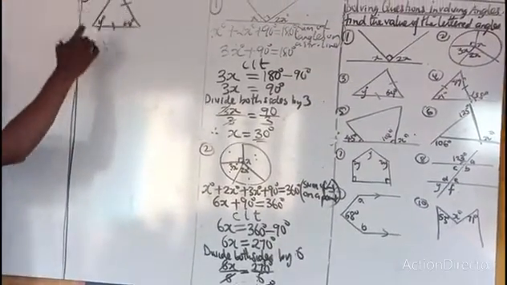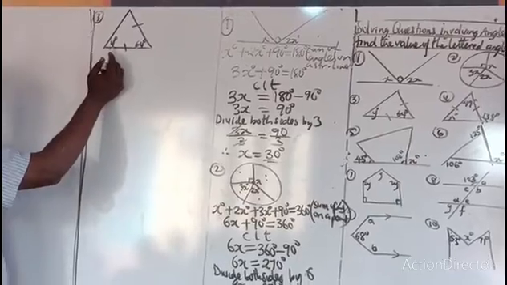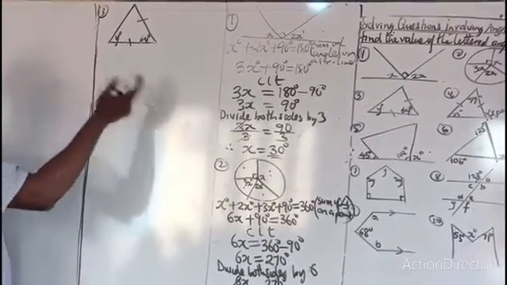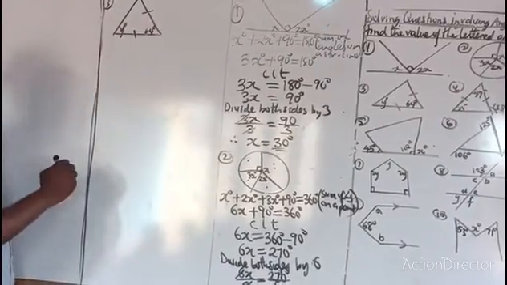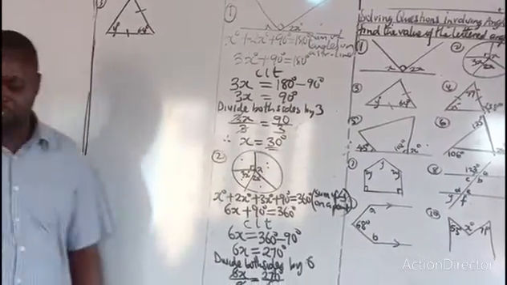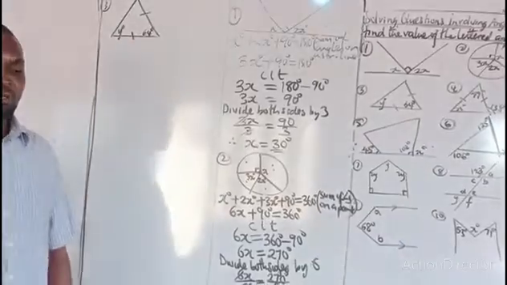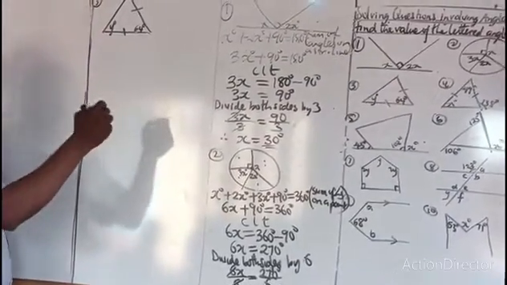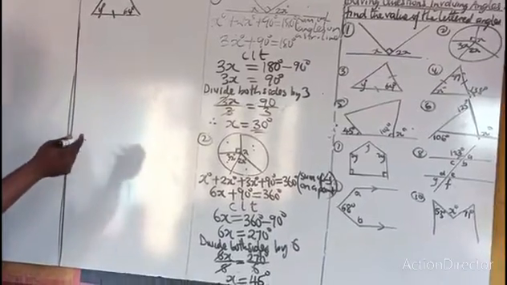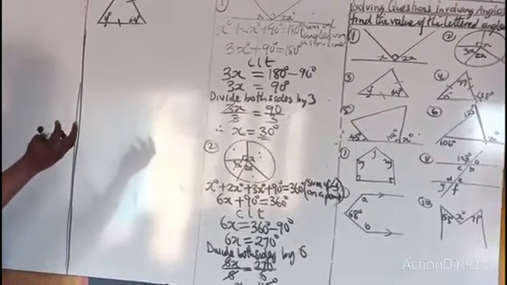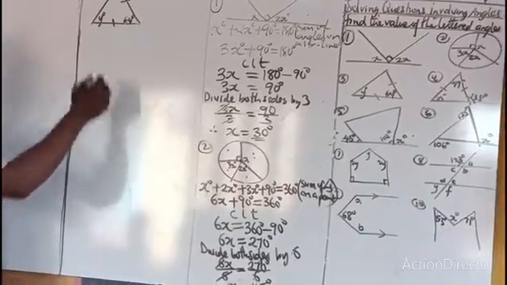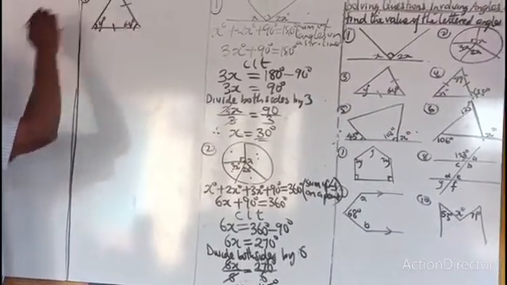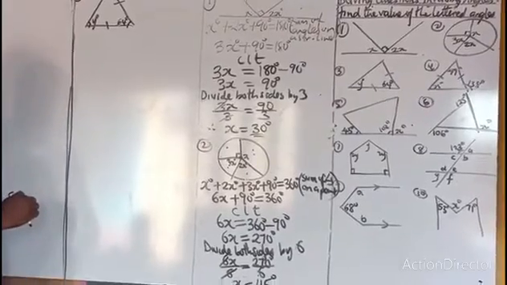Now, if we are looking for angle 1, how do we find it? Normally, because it's a triangle, we add all the angles. What is the sum of angles in a triangle? You add all the angles together and it equals 180 degrees. But because it's a triangle, how many angles is it supposed to have? Three. So we have to have 1, 2, and 3. They did not give us the third one.